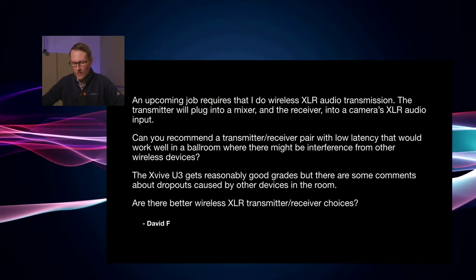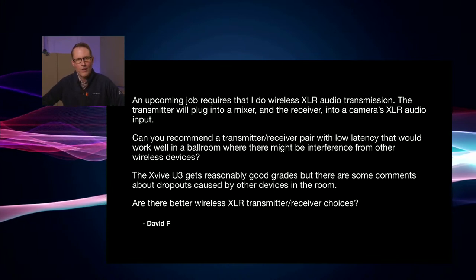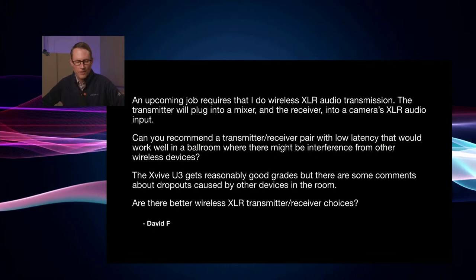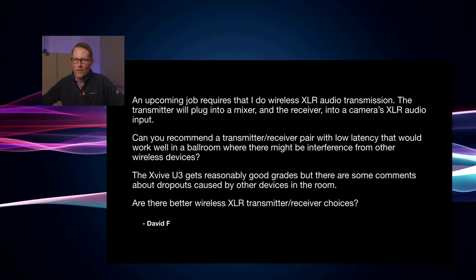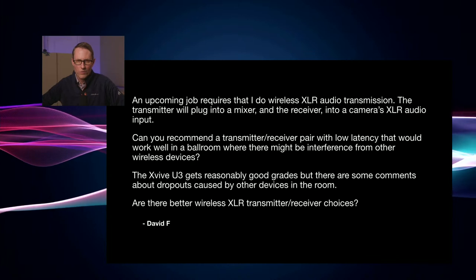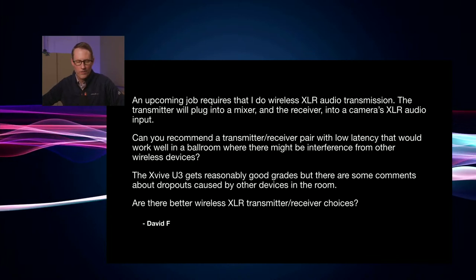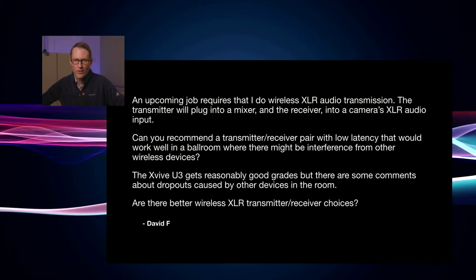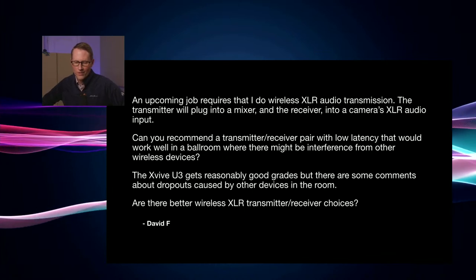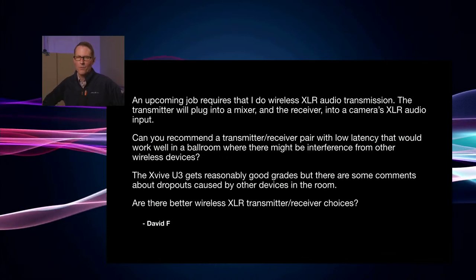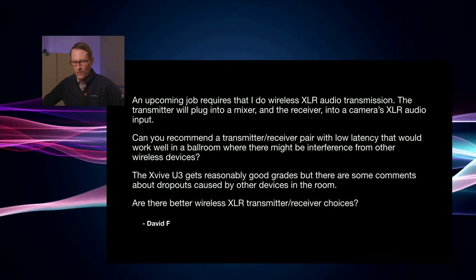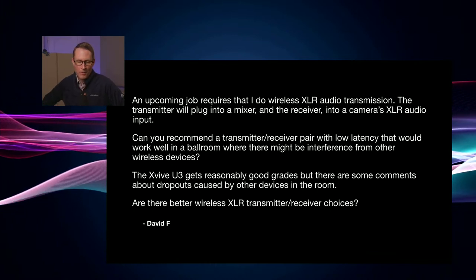Here's the trick. The X5, I believe, is a 2.4 gigahertz system. So the problem is if you get a ton of people in there and all have their phones on, they're all connected to Wi-Fi, there are multiple wireless access points, lots of 2.4 gigahertz activity in there, the chances of dropouts on the X5 are going to be pretty high. So that's definitely a downside. I would go with a UHF system.